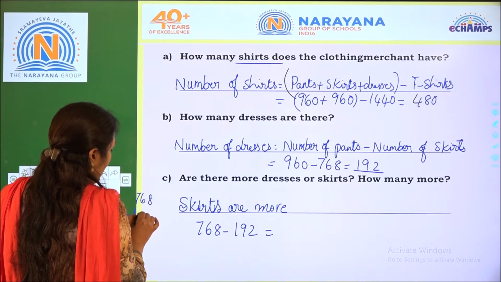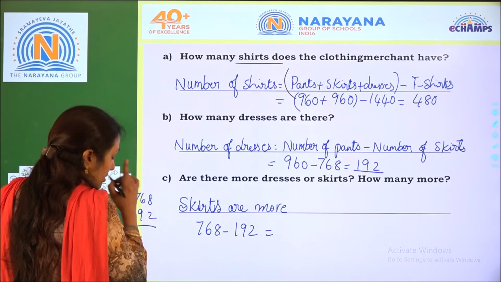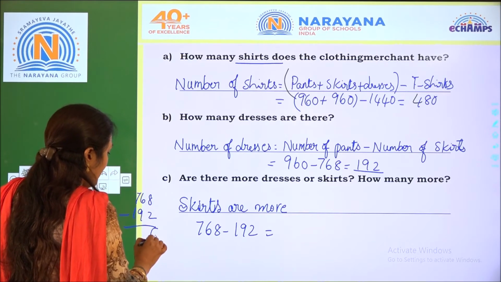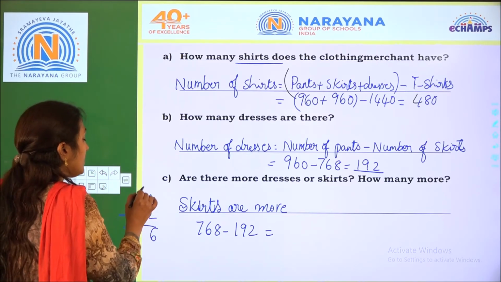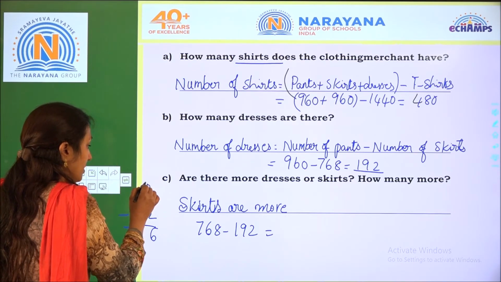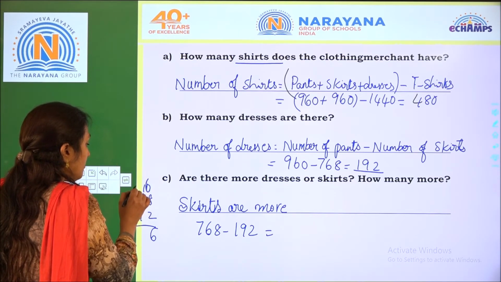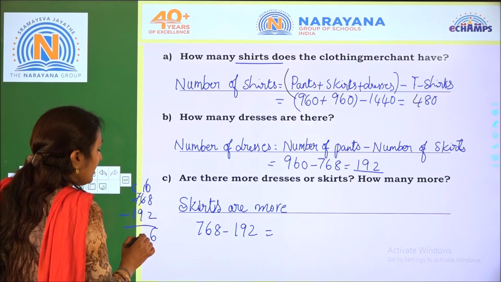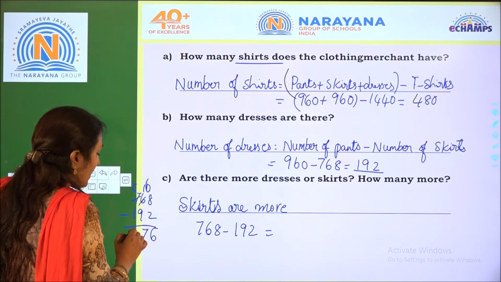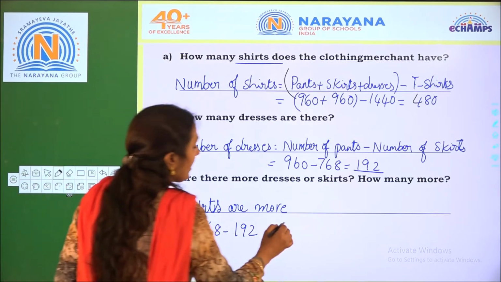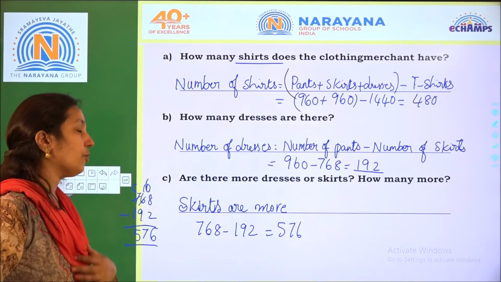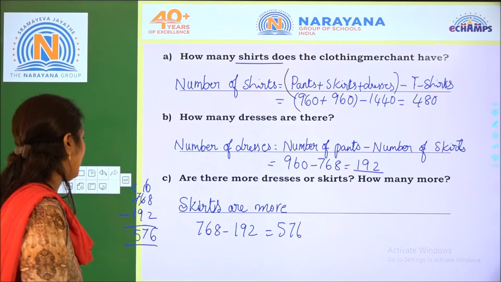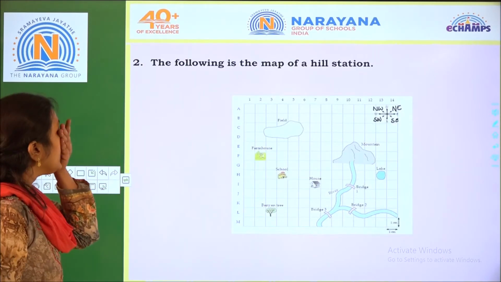768 minus 192. 8 minus 2 is how much, children? 6. 6 minus 9, can it be? No. So 6 will become 16 by regrouping. So this will be 6. 16 minus 9 is 7. 6 minus 1 is 5. 576. So how many more skirts? 576.